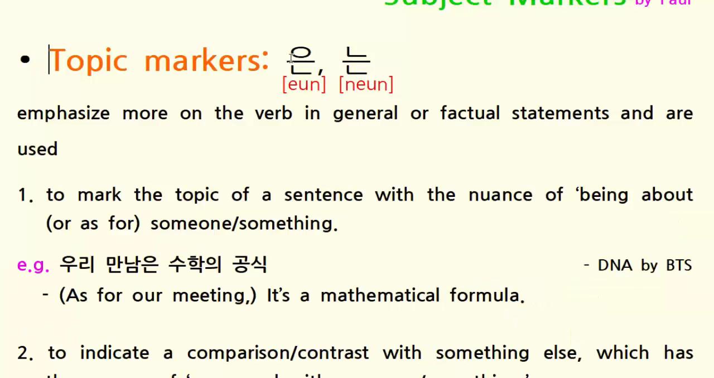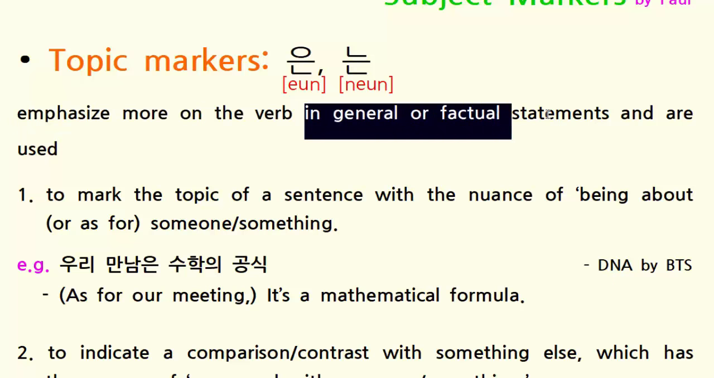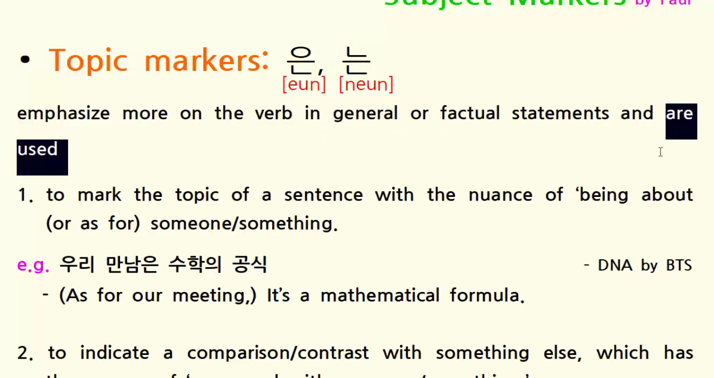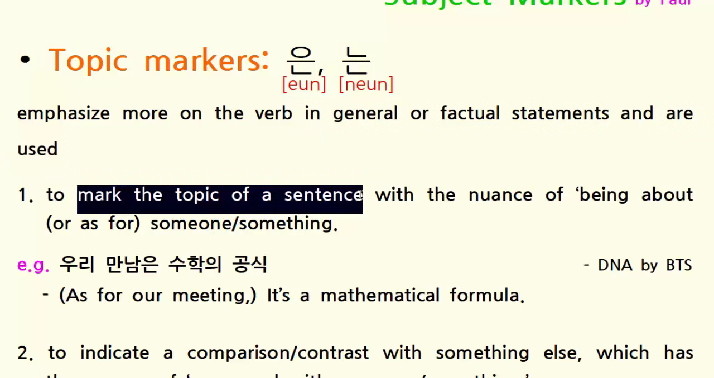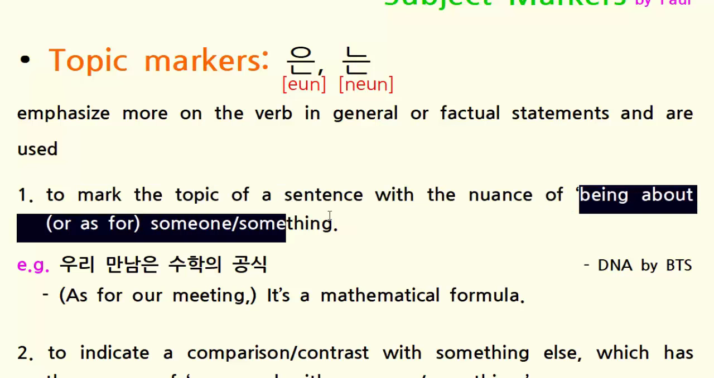So let's first check out topic markers. 은, 는. These topic markers emphasize more on the verb in general or factual statements and are mainly used for two reasons. Of course, the first one is to mark the topic of a sentence with the nuance of being about someone or something, or as for someone or something. And I'm pretty sure you'll have no difficulty understanding this basic function.